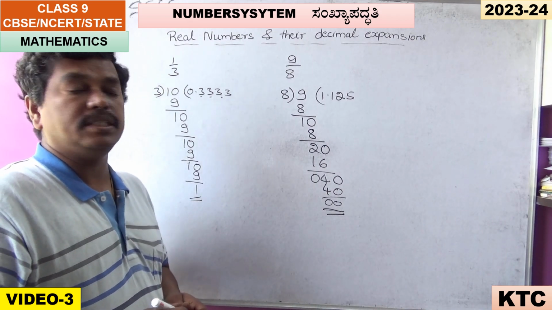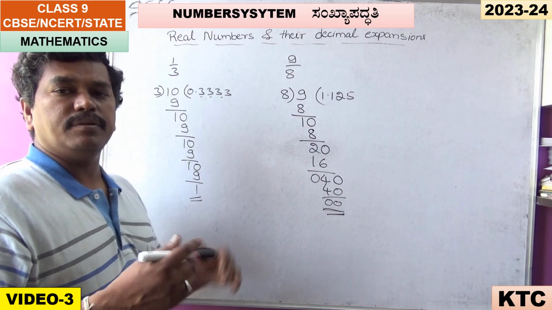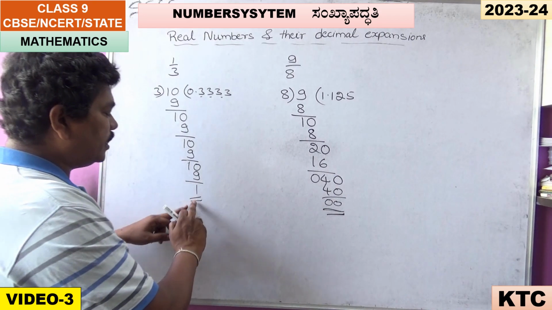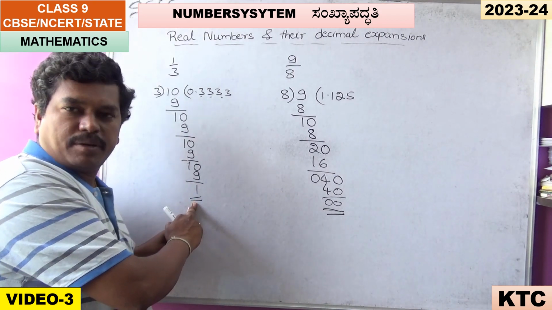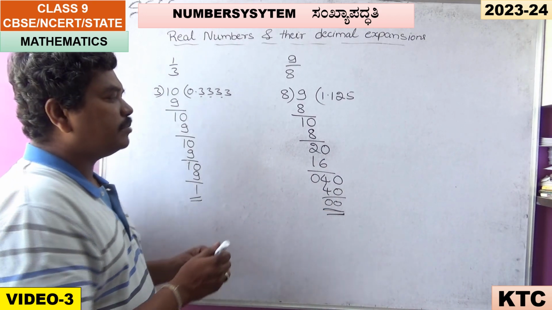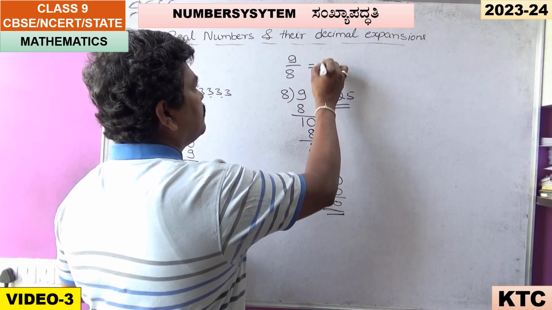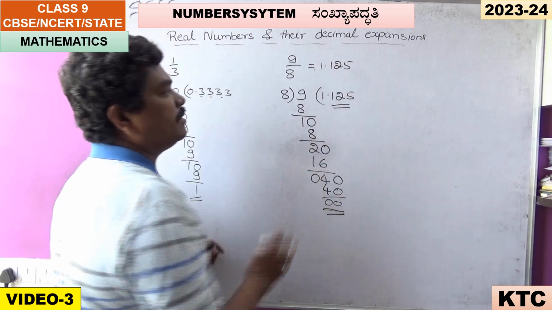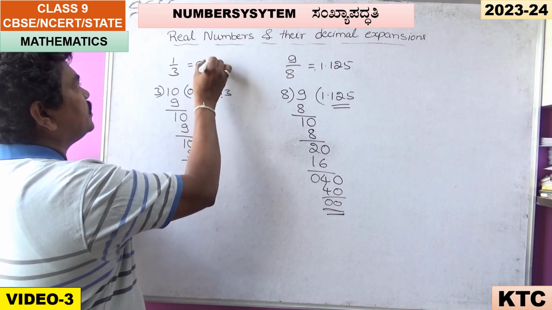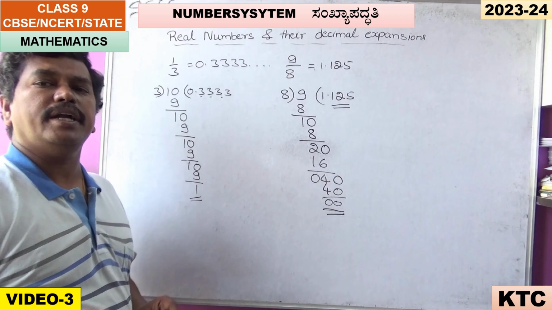There are two possibilities in the division of real numbers, or the decimal expansions. When we go on dividing real numbers, we get two types: one where the remainder never becomes 0 and one where the remainder becomes 0. When the remainder becomes 0, the decimal expansion has an ending. If the remainder is not 0, the decimal expansion is 0.3333 and goes on continuously. There is no ending for this one.